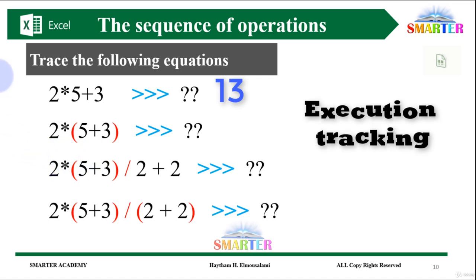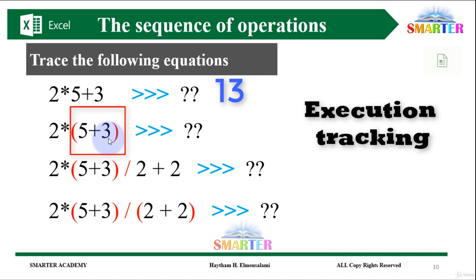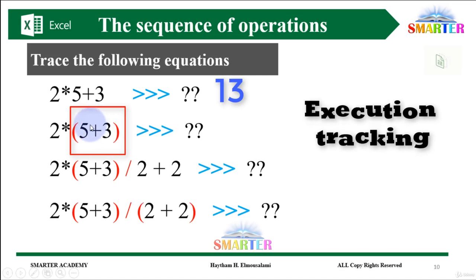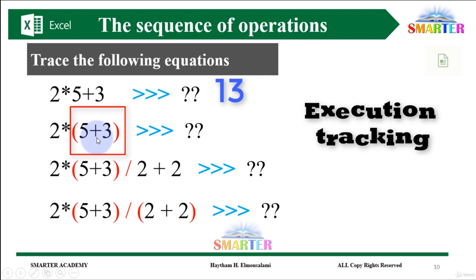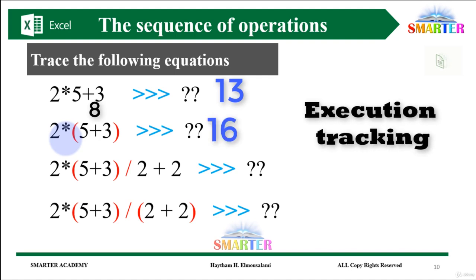In the next example here, 2 multiplication, parentheses 5 plus 3, which operation will be executed first? Parentheses make priority for addition, so the first operation here is addition. 5 plus 3, the result is 8, and 8 multiplied by 2, so the final result will be 16.